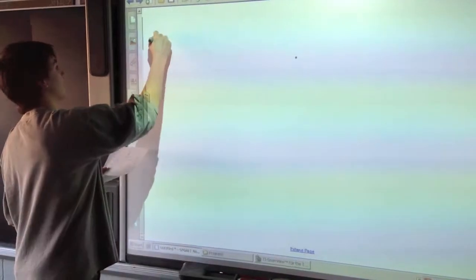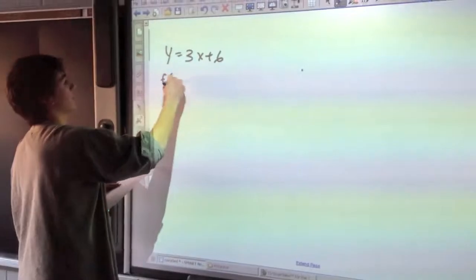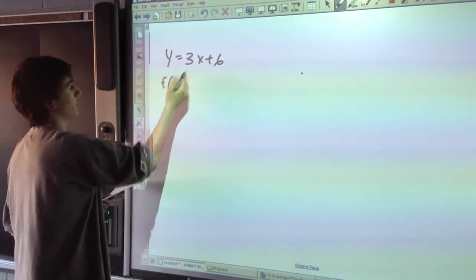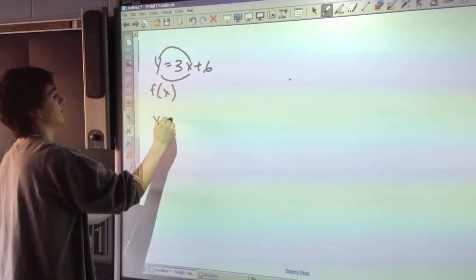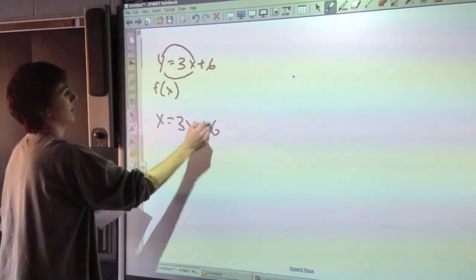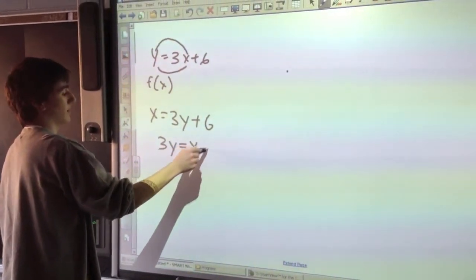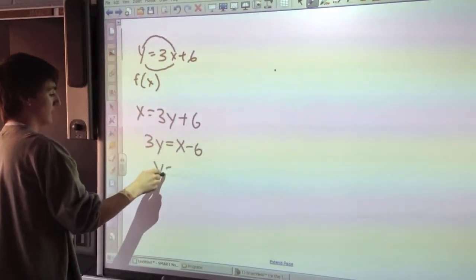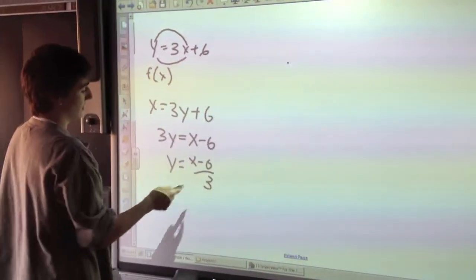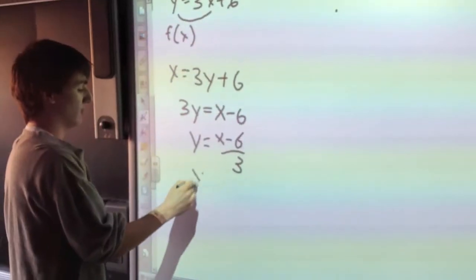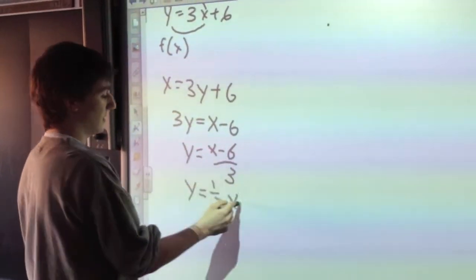I'll start with this equation. y equals 3x plus 6, and y is your function. So you're going to switch it, so you're going to bring this here, this here. So it's going to be x equals 3y plus 6, and you solve for your y, so it's 3y equals x, and then minus 6. And then y equals (x minus 6) over 3, and you want to put that in the right form, so it's going to get y equals 1/3 x, and then this divided out is 2.